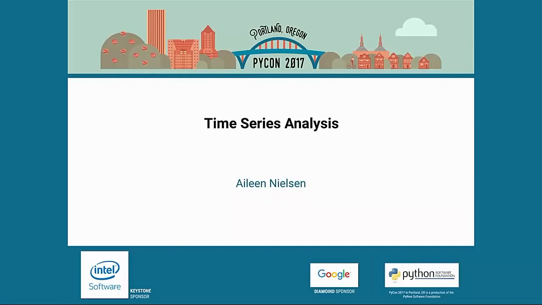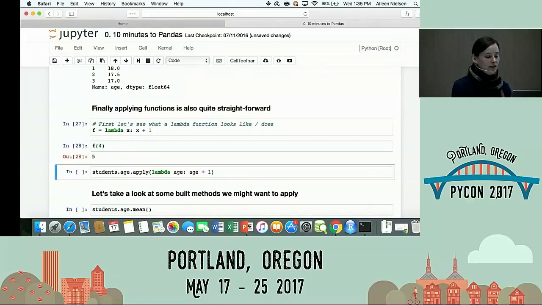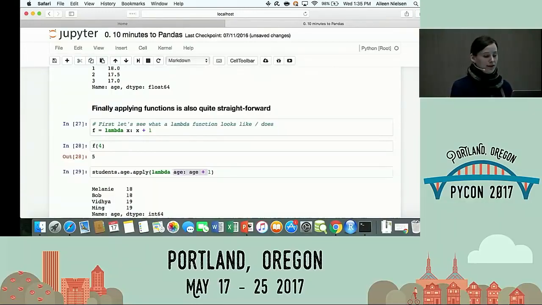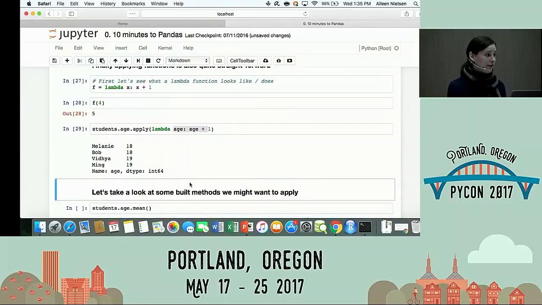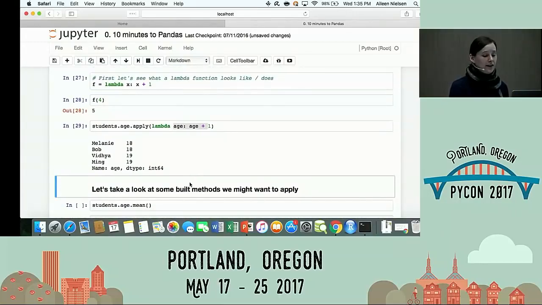Finally, I can do things like apply a lambda function really quickly, right? So if I just define a lambda, here you can see I want to just age up my students by a year. Boom, it's done, right? And there are my students. Instead of 17 and 18, they're 18 and 19 now.